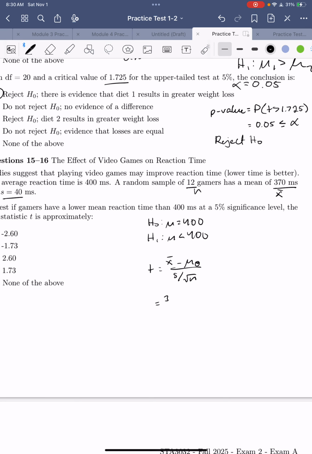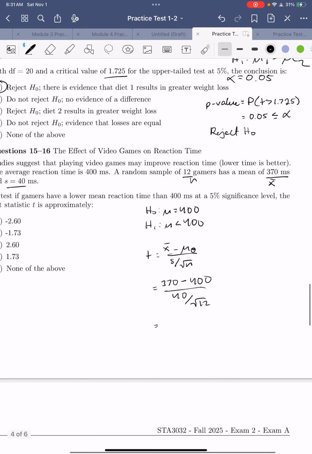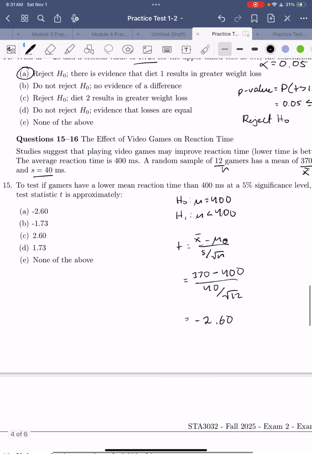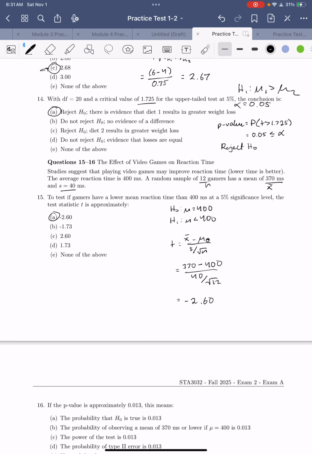So we have 370 minus, and then our mu 0 is 400, divided by 40 divided by the square root of n, which is 12. And then we can plug this all into our calculator, and we get negative 2.60, and we see that's this number over here. So our correct answer is A.